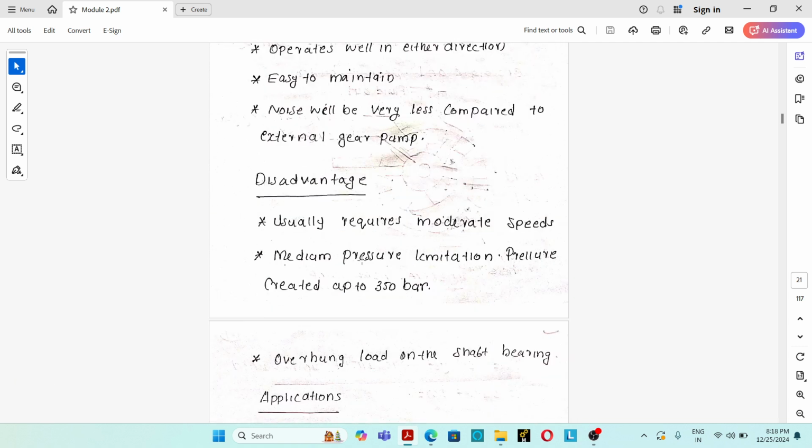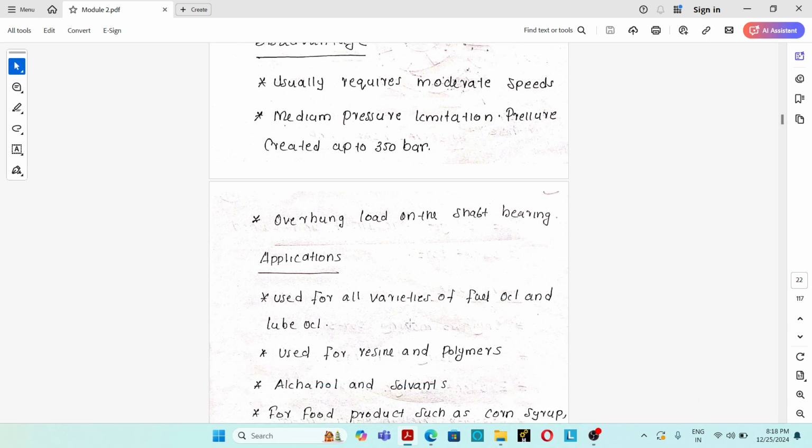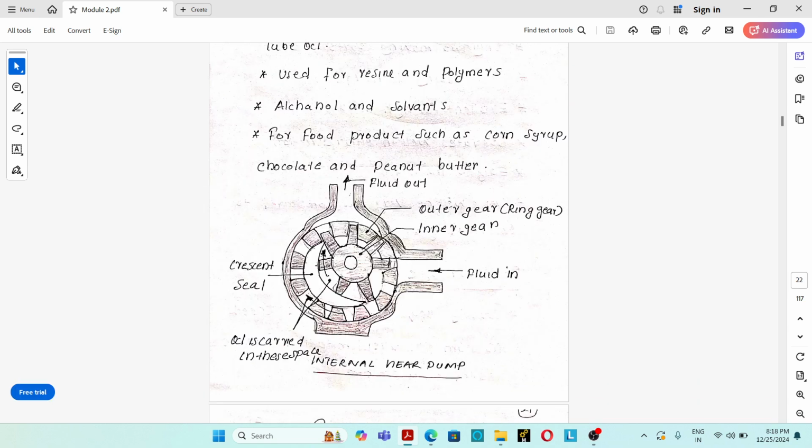Then what are the disadvantages? It usually requires moderate speed, has a medium pressure limitation, pressure up to 350 bar only, and there is overhang load on the shaft bearing. So the load will be there, as hydraulic oil is carried only on the two sides.